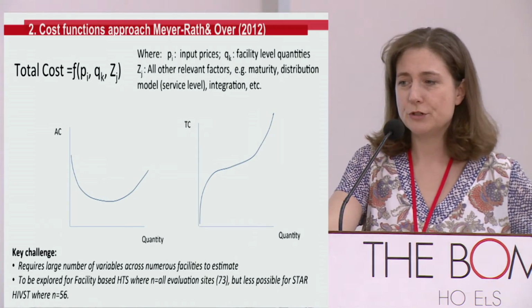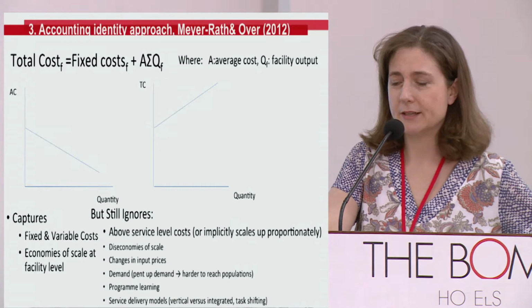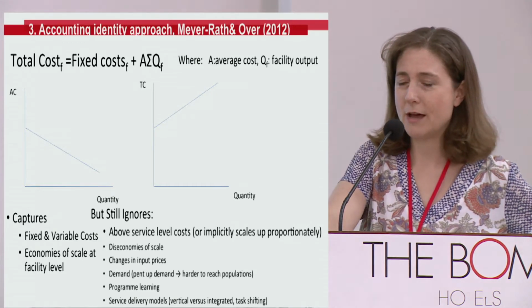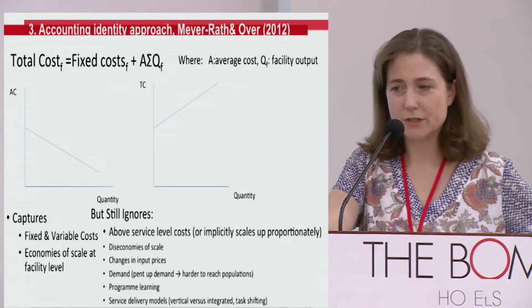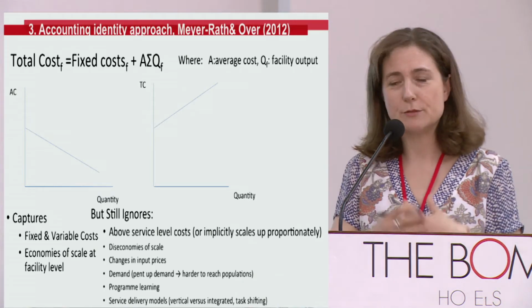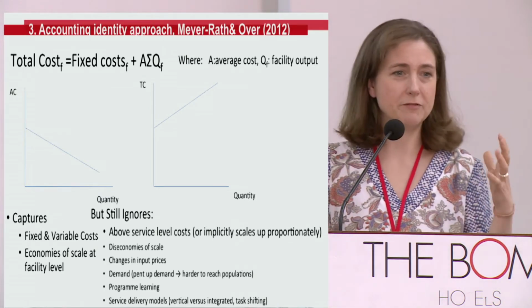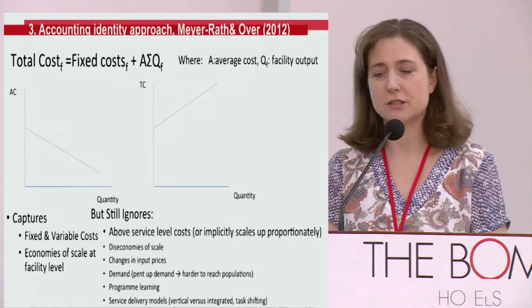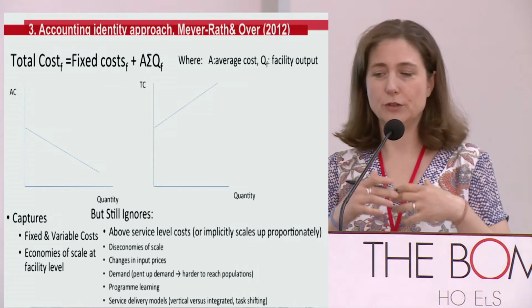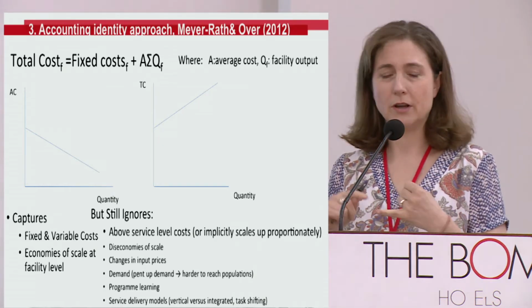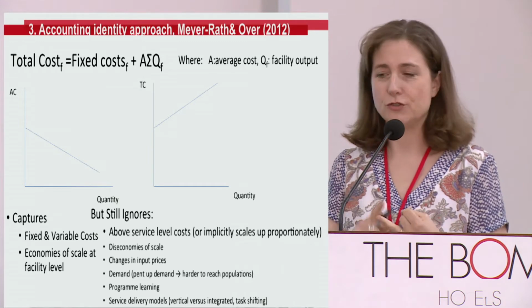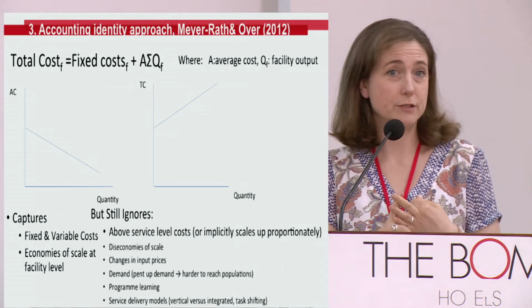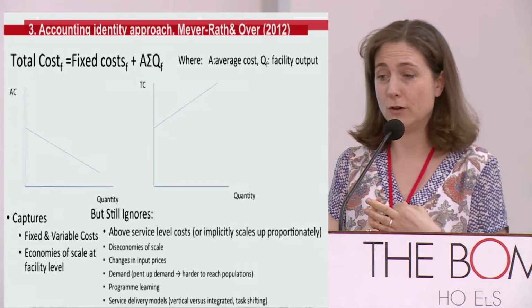So a third approach that is proposed by Gesine Meyer-Rath and Meadover is accounting identity. This approach is pretty simple. It takes into account that you have fixed costs and variable costs, and at a facility level, you take into account, for example, your building costs, your training costs, and possibly your salaries might also be fixed depending on how you pay your staff.